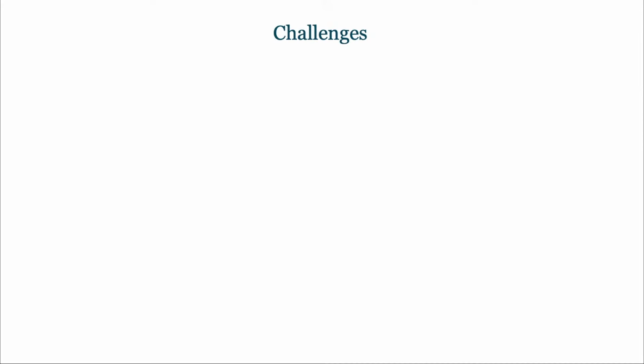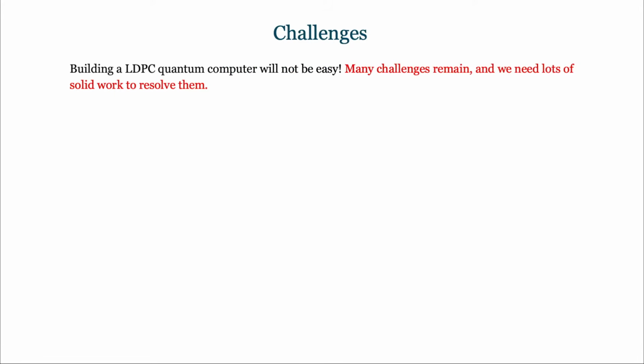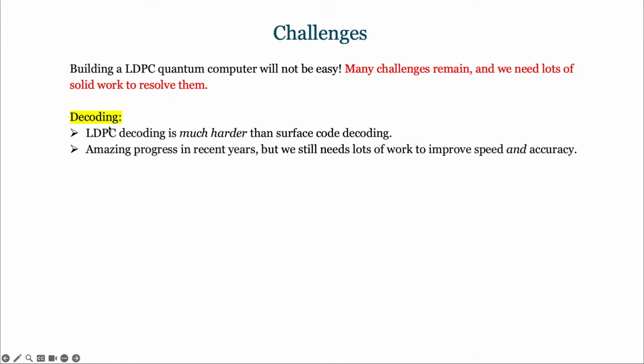But there are a lot of challenges in building an LDPC computer, and I think it's important for us to address these challenges because we need a lot of very solid work to resolve them over the next couple of years. So one significant challenge is decoding. And I don't think this is mentioned a lot in talks, but LDPC decoding is a much harder problem than surface code decoding. This is a classical computation problem. In the worst case, it's NP-complete, but obviously, normally we want to use some belief propagation algorithm. It is much harder than surface code decoding. There has been amazing progress in recent years, but we still need a lot of work to improve both the speed and the accuracy of our decoders.